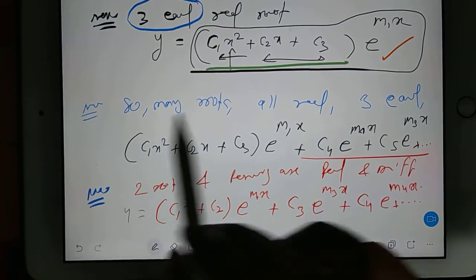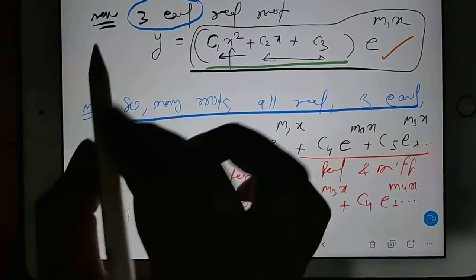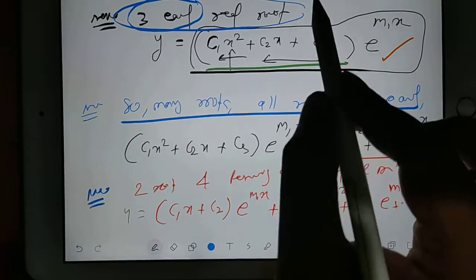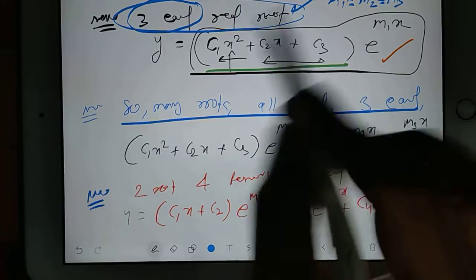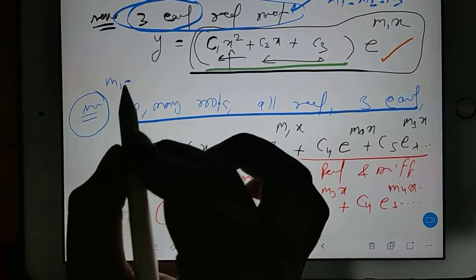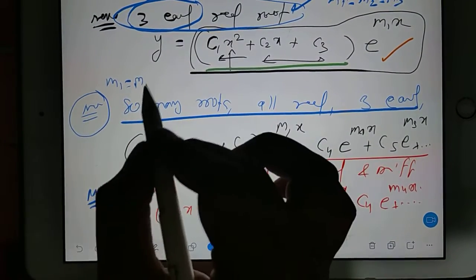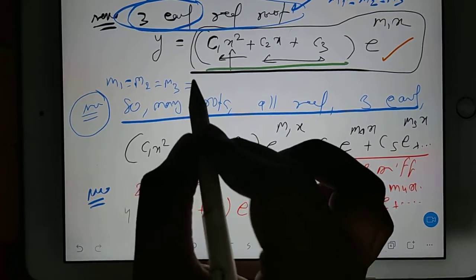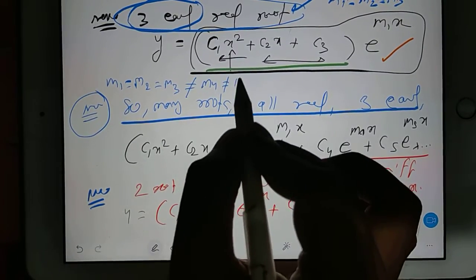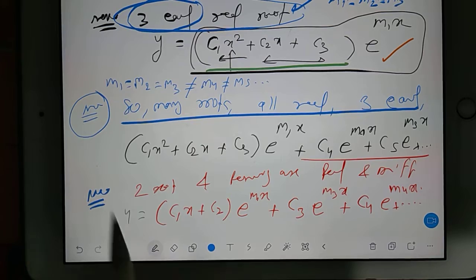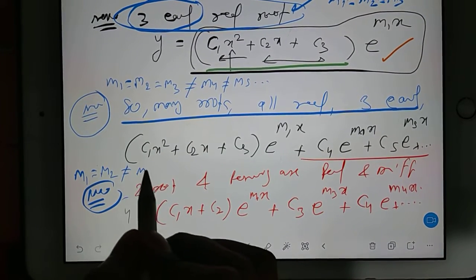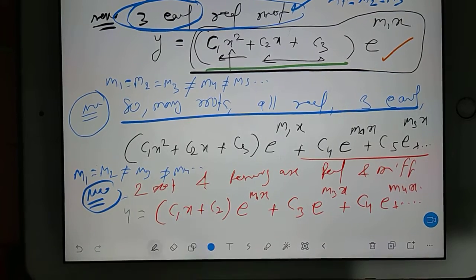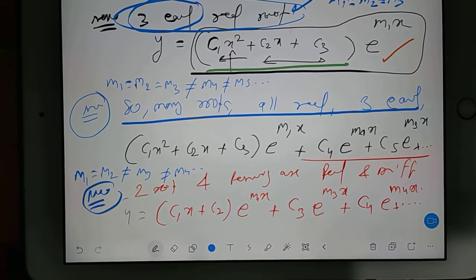Actually, in this condition, I have only 3 roots and they all are equal: M1 is equal to M2 is equal to M3. But they are not equal to M4, they are not equal to M5, like that. In the same way here also, only M1 is equal to M2, but they are not equal to M3, they are not equal to M4, like that. I hope the concept is going well.